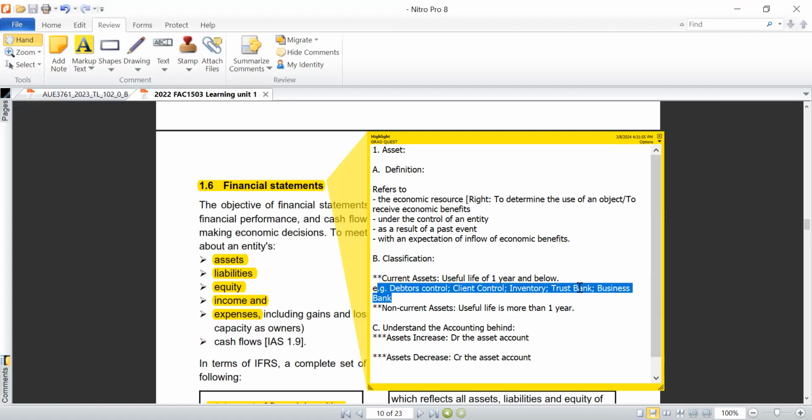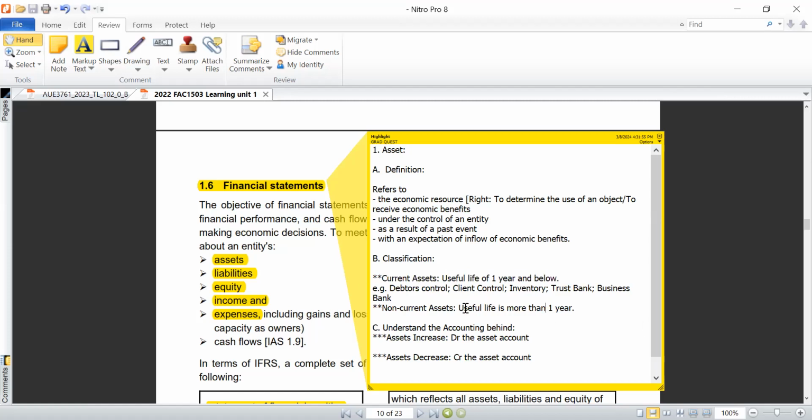For as long as the bank balance is positive, it means it's an asset, and in particular, a current asset. So you can have money in your trust bank account. When you want to classify that account in terms of elements of financial statements, it will be classified as a current asset. That is if there is money in that bank account. Similarly, with the business account, if there is money, it will be grouped as part of your current assets, which is basically those assets with a useful life of 1 year and below.